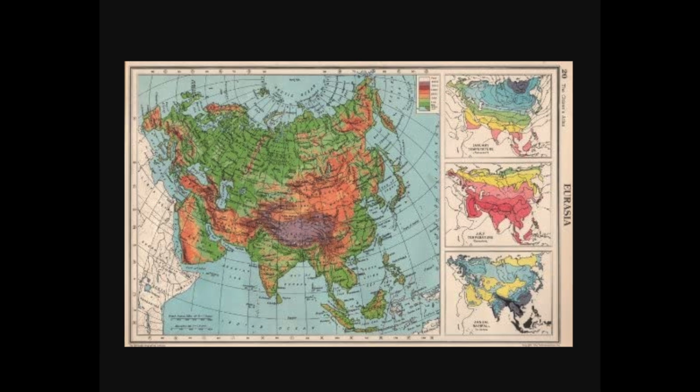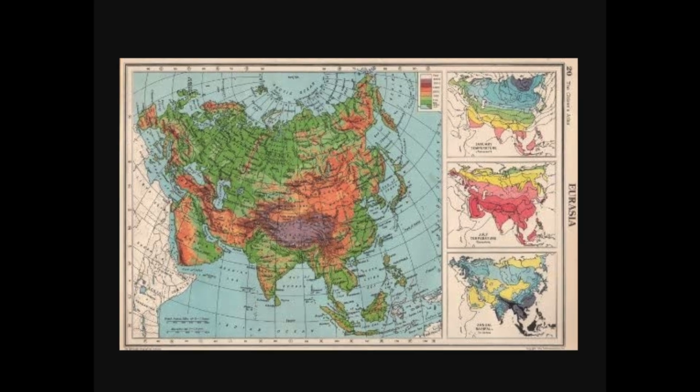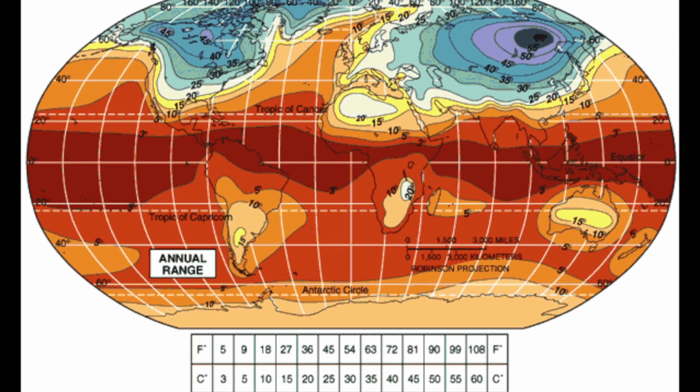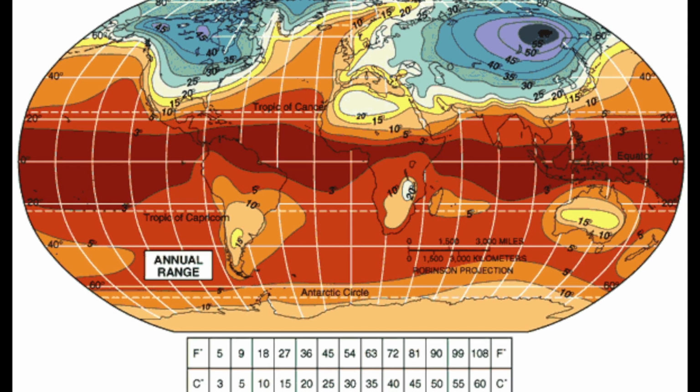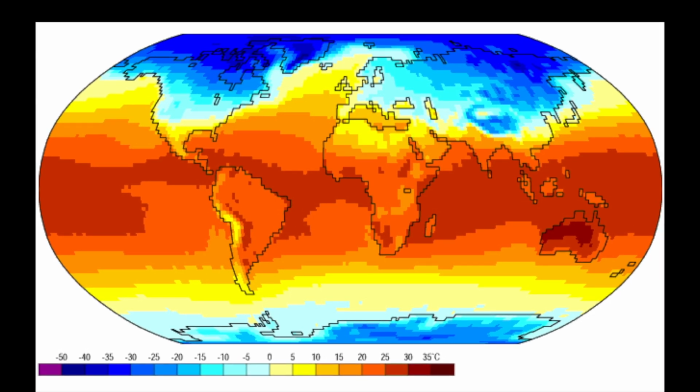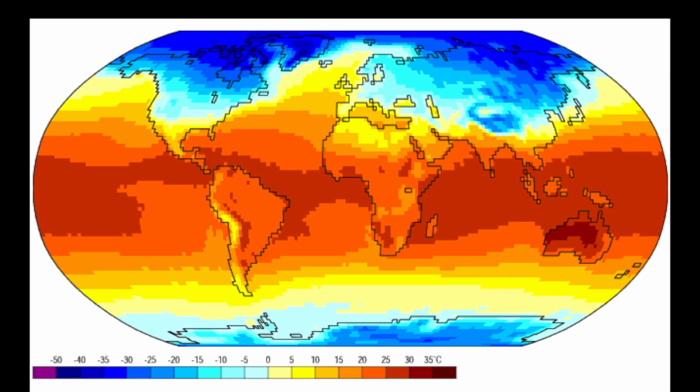If we look at the mean temperature distribution maps for the months of January and July in Eurasia, one more characteristic feature of the annual range is clearly discernible. The annual range of temperature increases from west to east on this huge continental landmass.